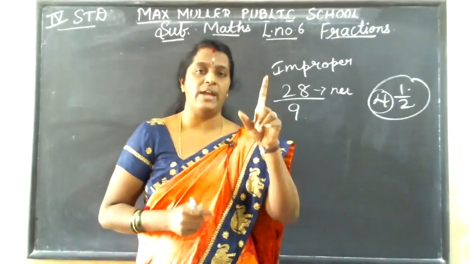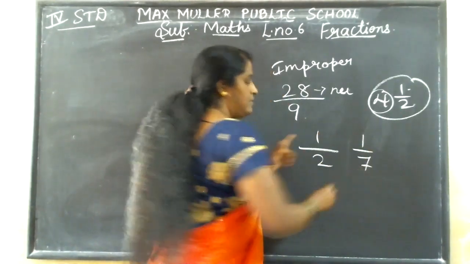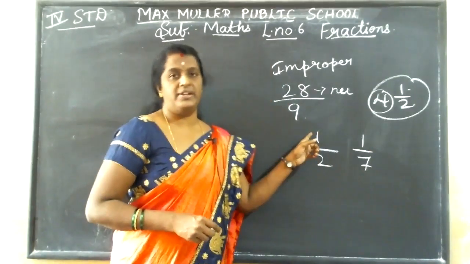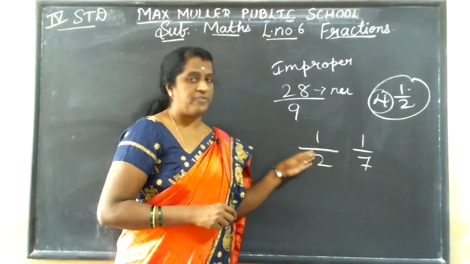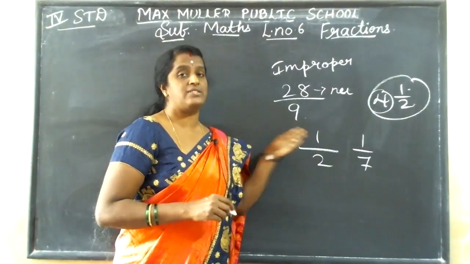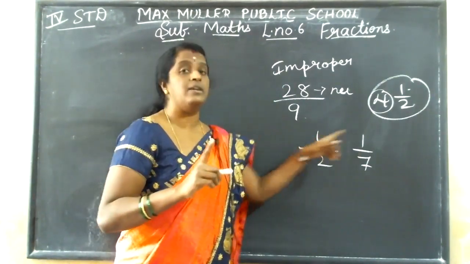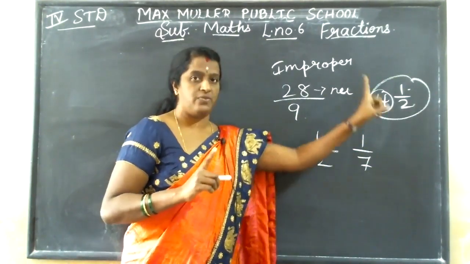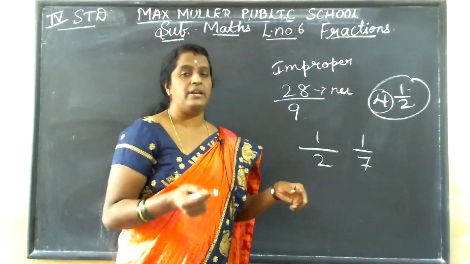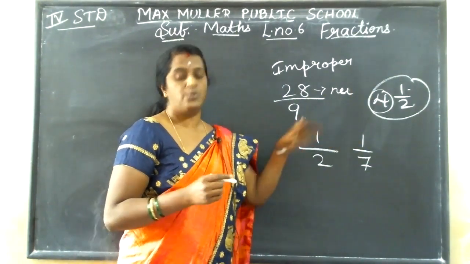A proper fraction with 1 as numerator is called a unit fraction. You may think this is an improper fraction or a proper fraction. No, children, this is not a proper fraction. A proper fraction with 1 as the numerator is called a unit fraction. It carries only 1, always 1. The denominator will be different numbers.